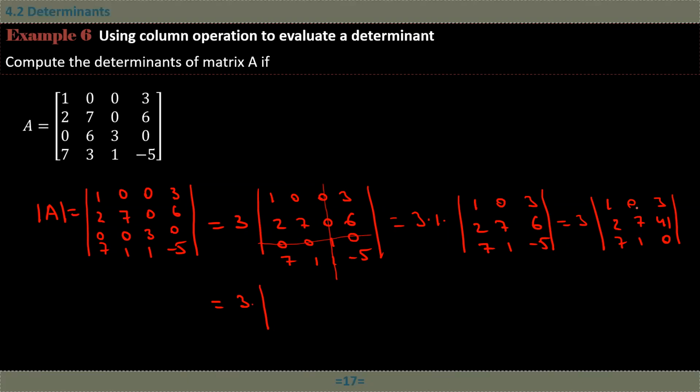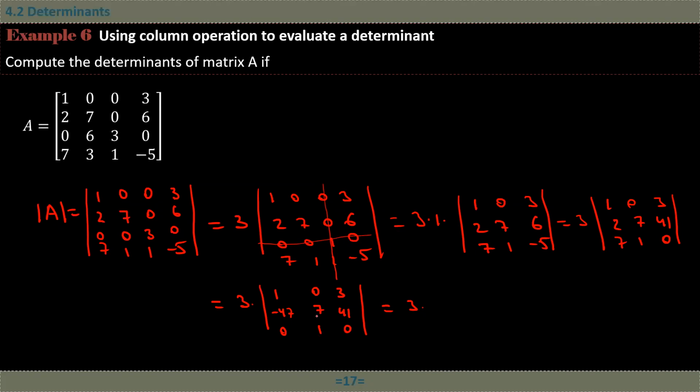So here, multiply the second column by negative 7 and add to the first column. So here we have 1, negative 7 times 7, that's negative 49 plus 2, negative 47, and negative 7 plus 7, that's equal to 0. Here we have 0, 7, 1, and here we have 3, 41, and 0.